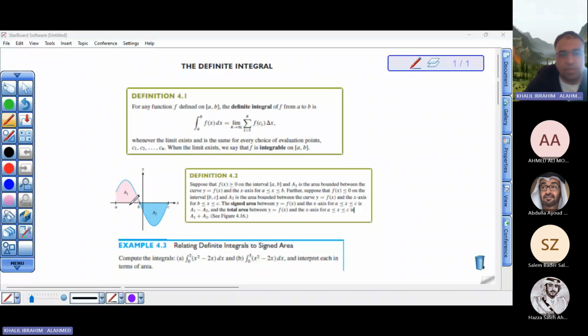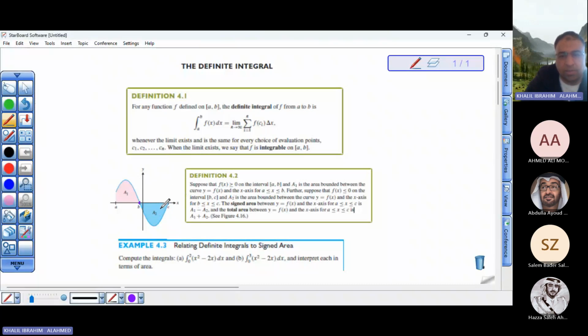For example, here as you see, this is the shaded area under the curve, area 1. This is area 2. Area 1 is above the x-axis, but area 2 is under the x-axis. Be careful about this. This is a very important point. Here, how to find the total area? Area 1 plus area 2? But I think here it is area 1 minus area 2, because this is negative, under the x-axis.